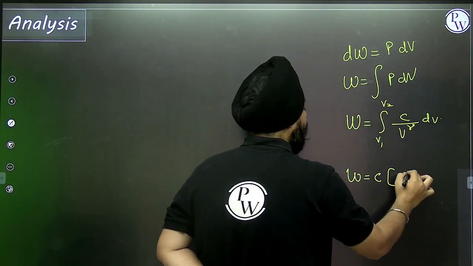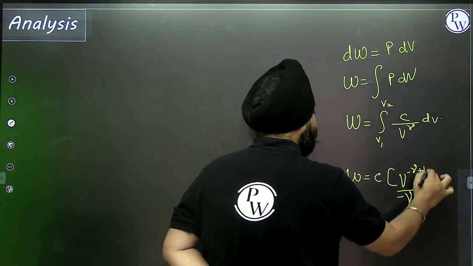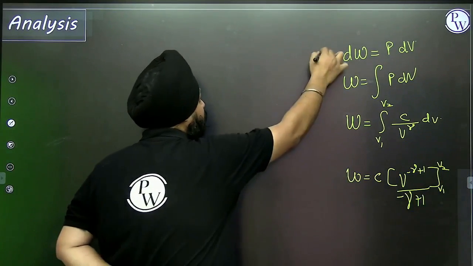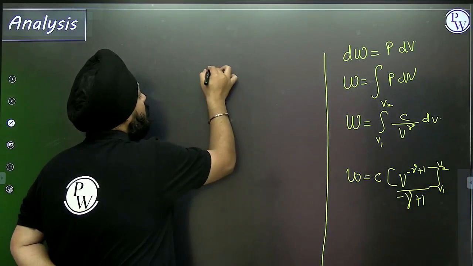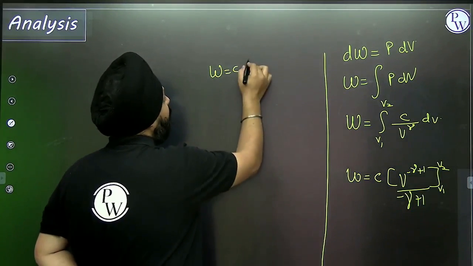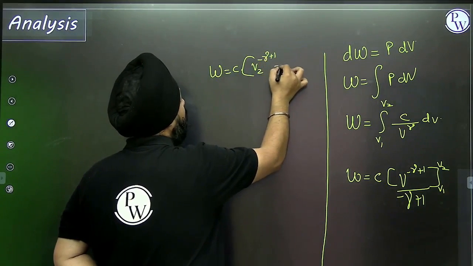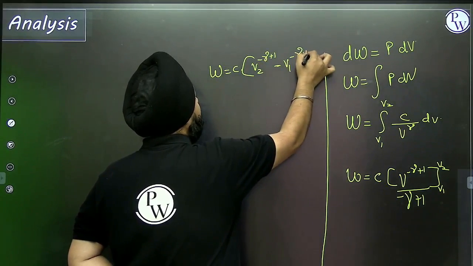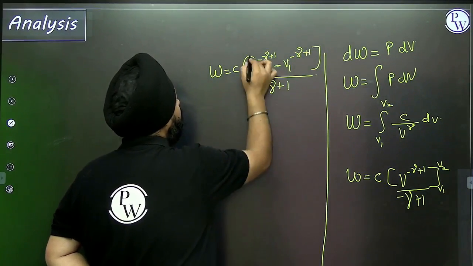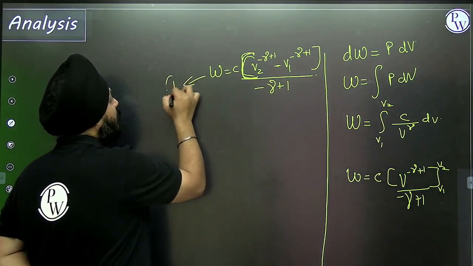C, this will be V to the power minus gamma plus 1 whole divided by minus gamma plus 1, limiting from V1 to V2. So W is equal to C, can I replace it as V2 whole to the power minus gamma plus 1 minus V1 whole to the power minus gamma plus 1 whole divided by minus gamma plus 1? Now can I consider this as equation number 1?